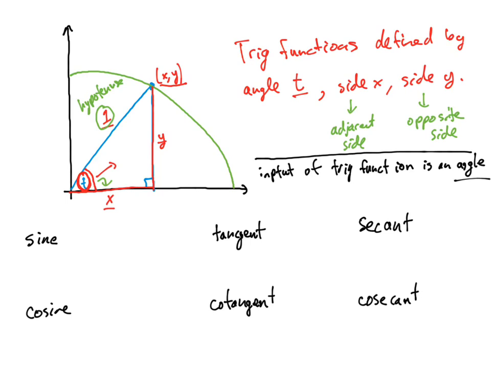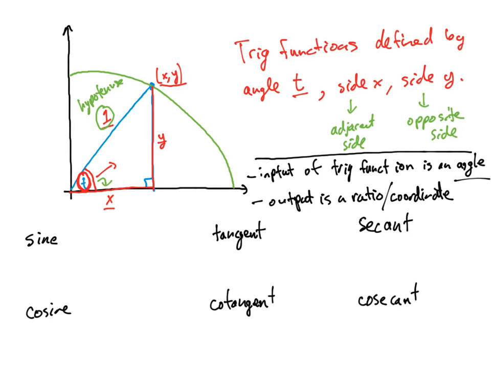So the input is an angle, the output is a ratio or a coordinate. This is the big idea with what we're talking about here. When we have a trig function, the input is an angle, the output is a ratio of the sides of a triangle, or a coordinate value. Let's talk about what each ratio is for each of these trig functions.